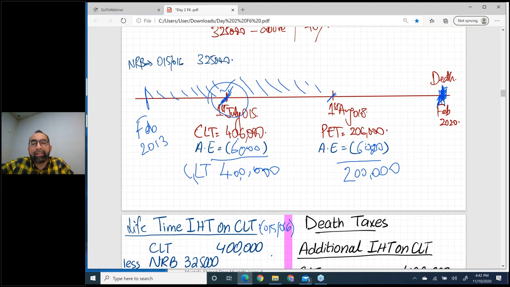Now again PAT. Now this PAT of 2 lakh, and now just think, the donor died within 7 years of this PAT. So yes, this PAT is also chargeable at the time of death. Okay, so let's calculate the IHT on PAT.